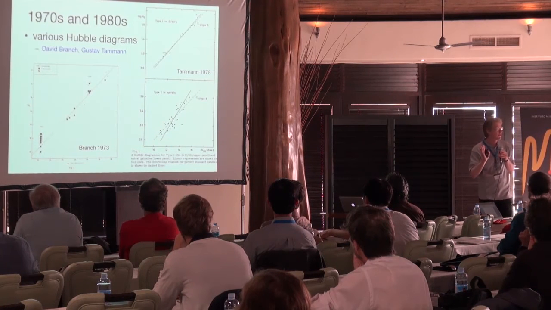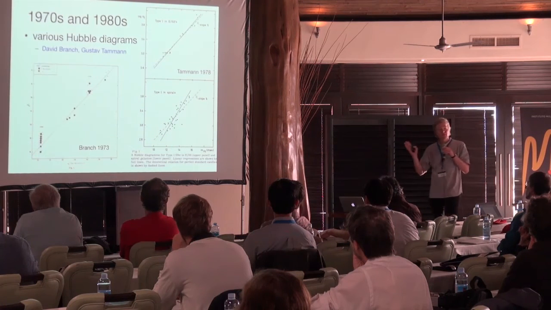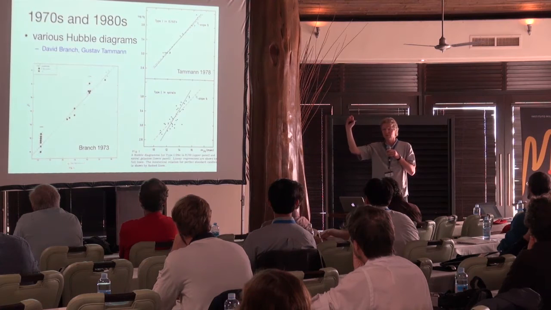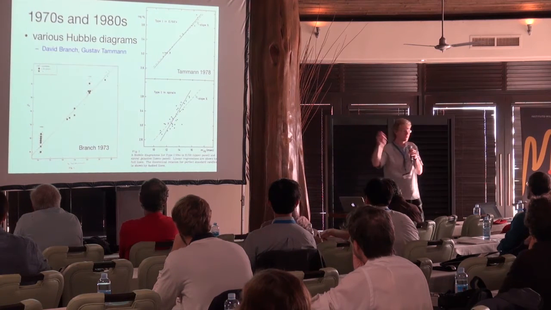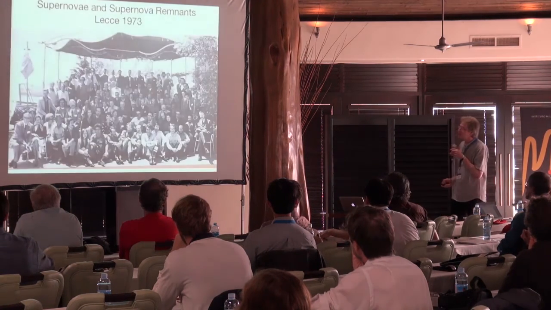And here's the same diagram in spirals, and you see, even Tammann realized there's something fishy here. This is not quite right. This cannot be measuring the expansion of the universe if the slope is not 5. Okay. So I thought I'd show you these people.